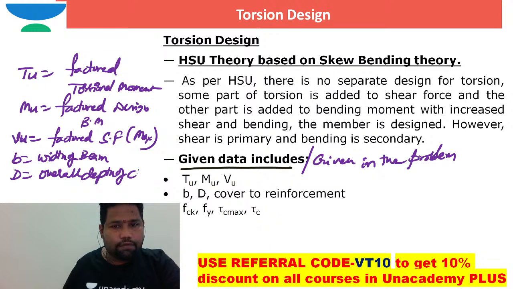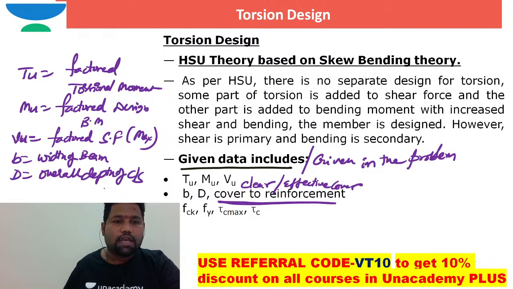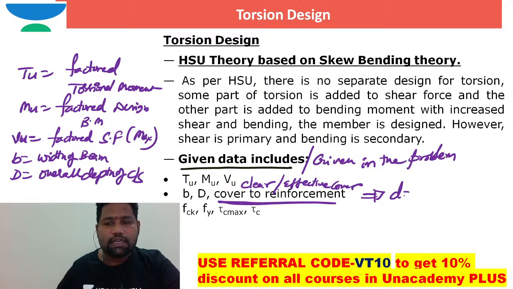Overall depth of cross section. And after this, if I know the clear cover or effective cover to the reinforcement, something will be given, then I am able to work out the effective depth of the section. d is effective depth, which is equal to overall depth minus effective cover.